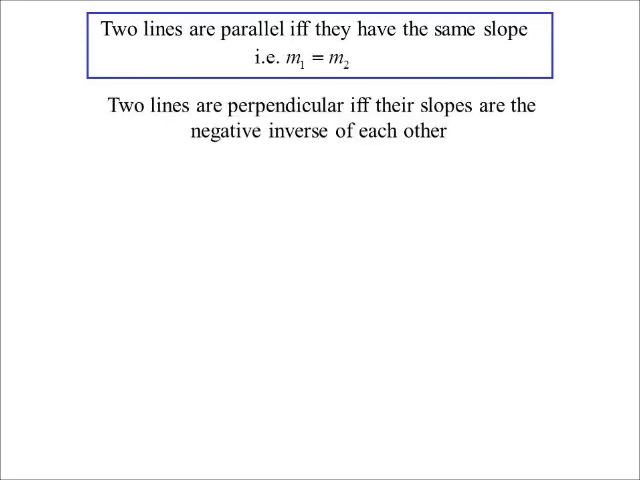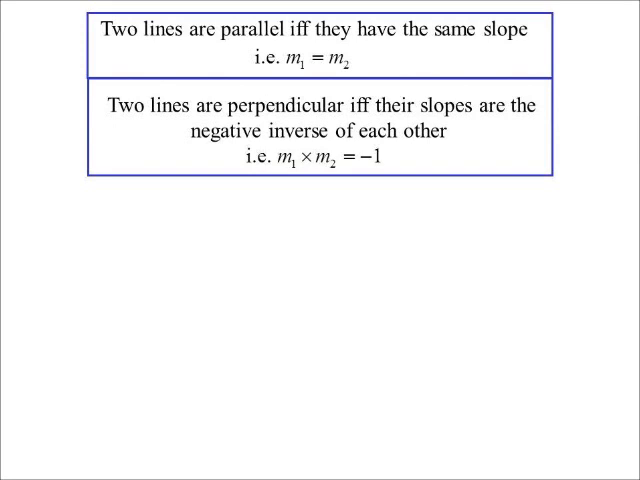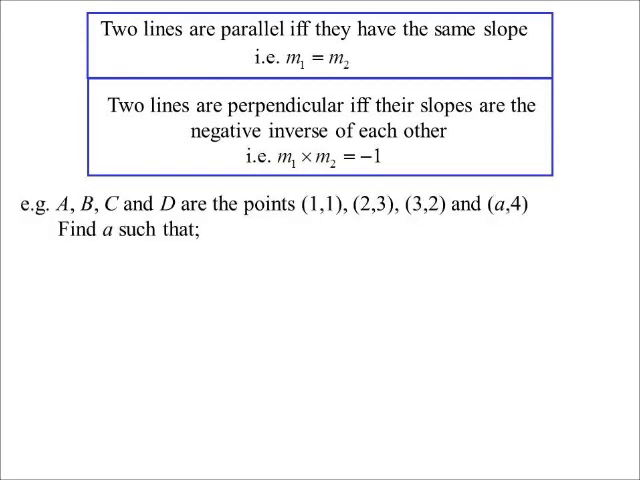As opposed to perpendicular, that's when they're the negative inverse of each other. I suppose the simplest way of explaining negative inverse, multiply together to give negative 1. So we've got 4 points, and we're going to find A such that, because you'll notice in the fourth point we don't know what the x value is, but we want it such that AB is parallel to CD.